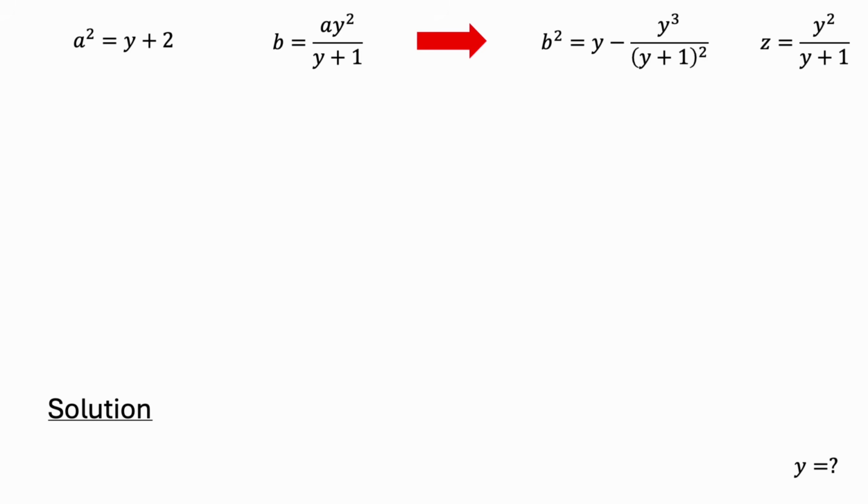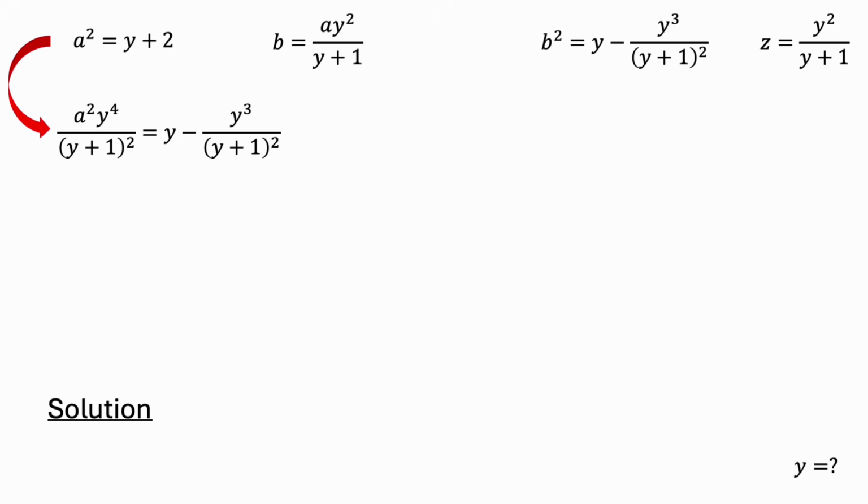Substituting b equals ay squared over y plus 1 into b squared equals y minus y cubed over y plus 1 whole square, we obtain a squared y to the power 4 over y plus 1 whole square equals y minus y cubed over y plus 1 whole square. Substituting a squared equals y plus 2 then gives us y to the power 4 times y plus 2 over y plus 1 whole square equals y minus y cubed over y plus 1 whole square.